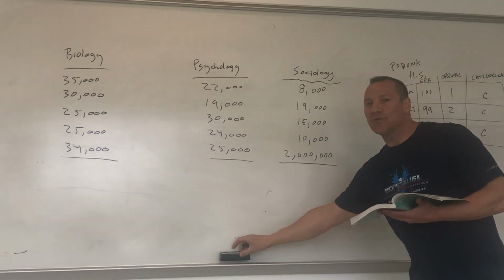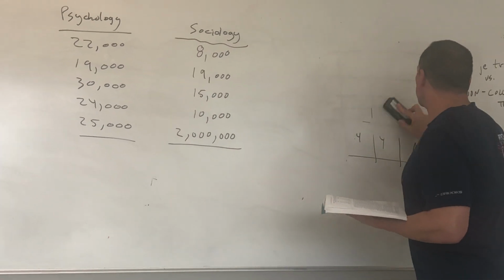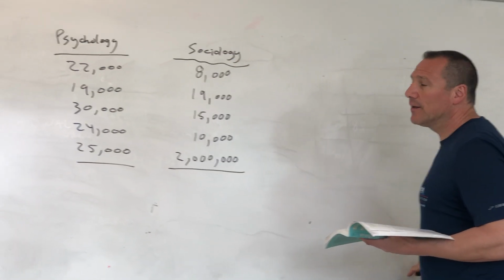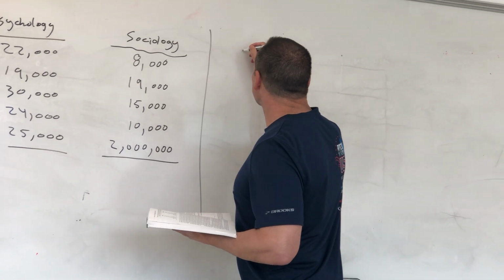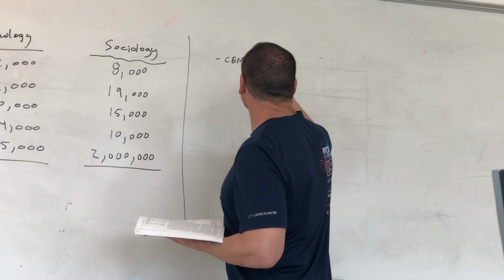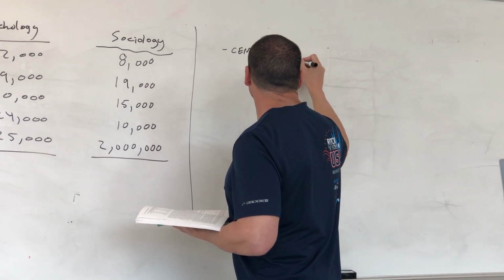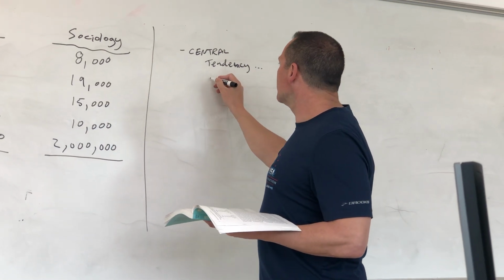Okay, so how do we describe these scores? There's two basic ways that we'll do it. One has to do with what we call central tendency. Central tendency is a way to summarize typical scores.